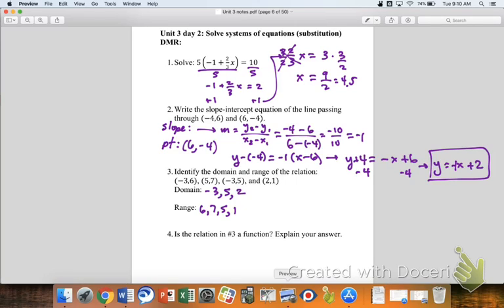And then number 4, is number 3 a function, yes or no? What do you guys think? Just shout it out, yes or no? No. Okay, so I agree with the no. Number 3 does not represent a function.